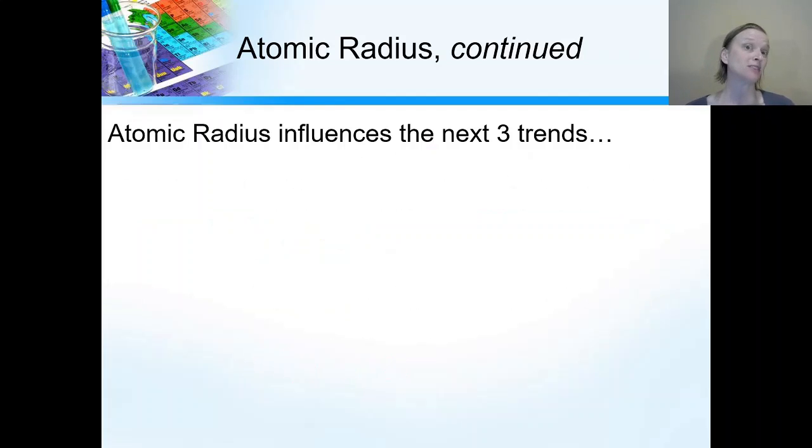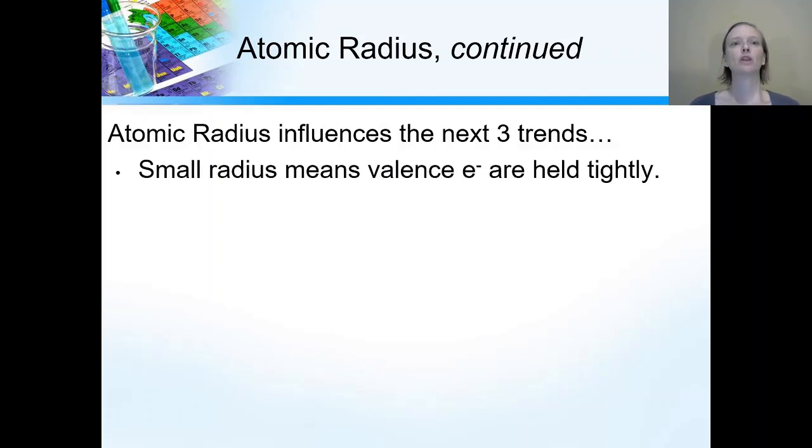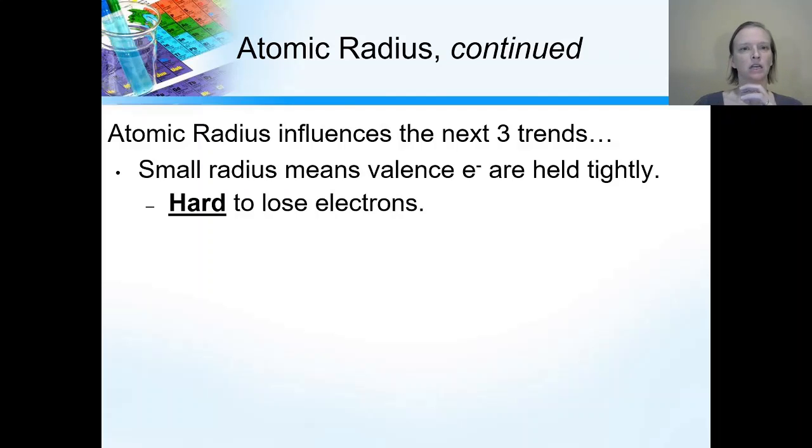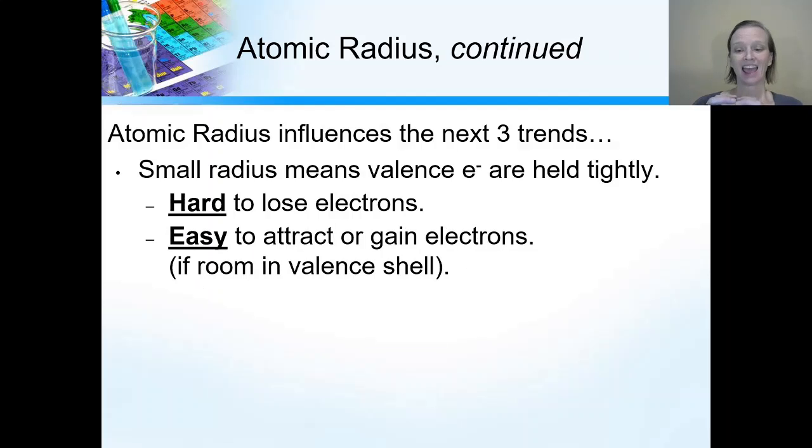I'm not going to go into a lot of detail with the next few trends about the reasoning behind the trend. But the explanation for atomic radius, you can use similar reasoning for explaining the next few trends. Basically, when you have a small radius, that means valence electrons are held tightly. Therefore, it's hard to lose electrons if you're holding on to that valence shell super tightly. Similarly, it's easy to attract or gain electrons if there's room in the valence shell. It's easy to attract or gain electrons when the radius is small.